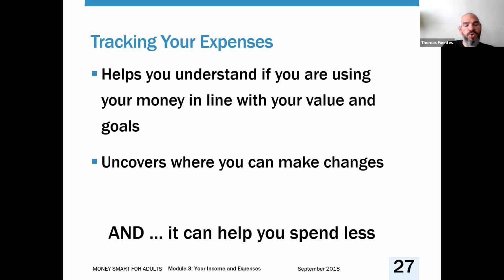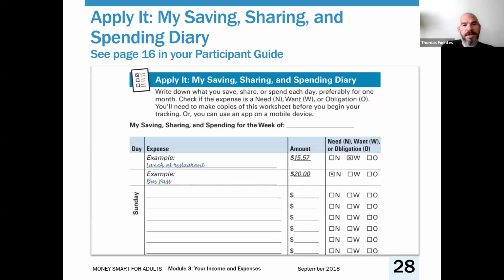We'll look at two tools in the apply it section, and it's in the form of a My Savings, Sharing, and Spending Diary. Here it is. So in the participant guide, in this apply it section, the My Savings, Sharing, and Spending Diary, which is on page 16 of the participant guide, is the first of two tools that will help you understand how you're using your income. You can complete it after the workshop to track how you use your money each day, but preferably for one full month, right?